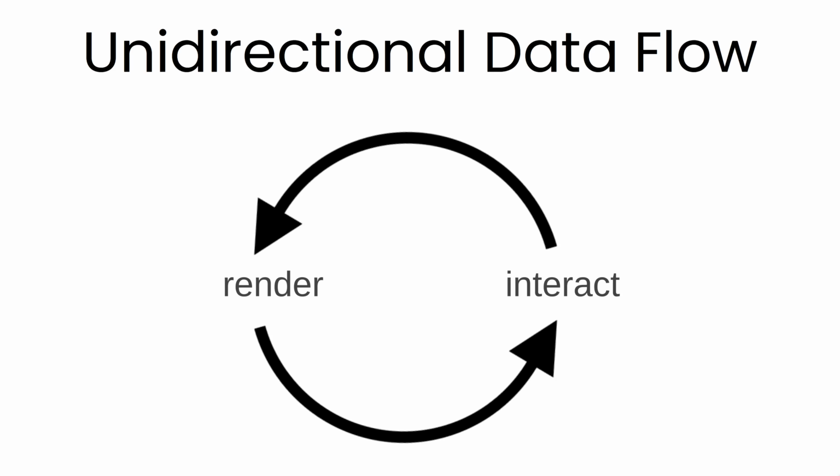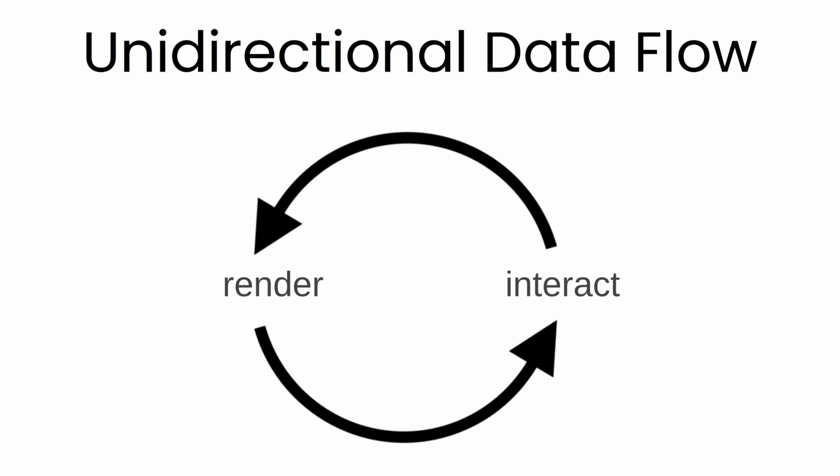With unidirectional data flow, the changes flow in a circle, in a single direction, and there's one code path that's responsible for rendering everything. This includes the first time it's rendered when the page loads, and it also includes rendering it again and again in response to interaction as the state changes. This diagram sums up unidirectional data flow.